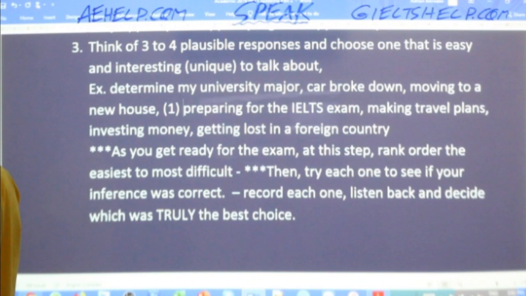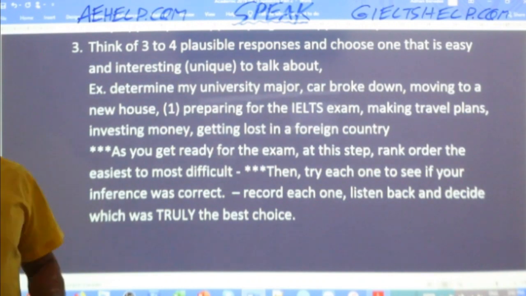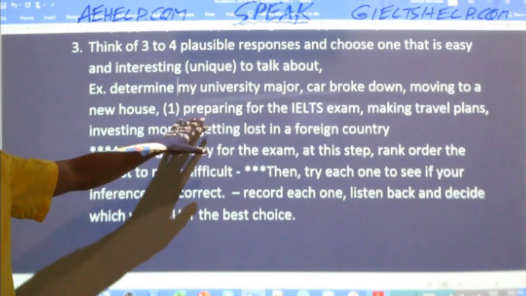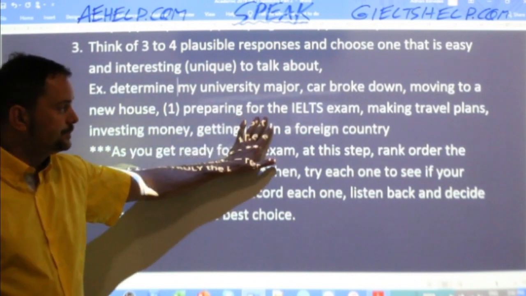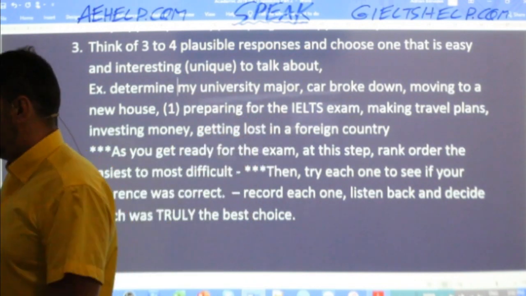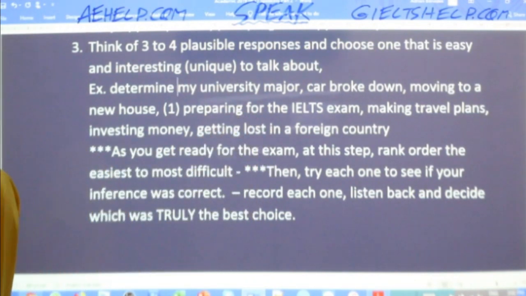So I would say that's number 1. Why? Because it's recent. So it's happening close in time, so that you have a lot of information about it in your brain.